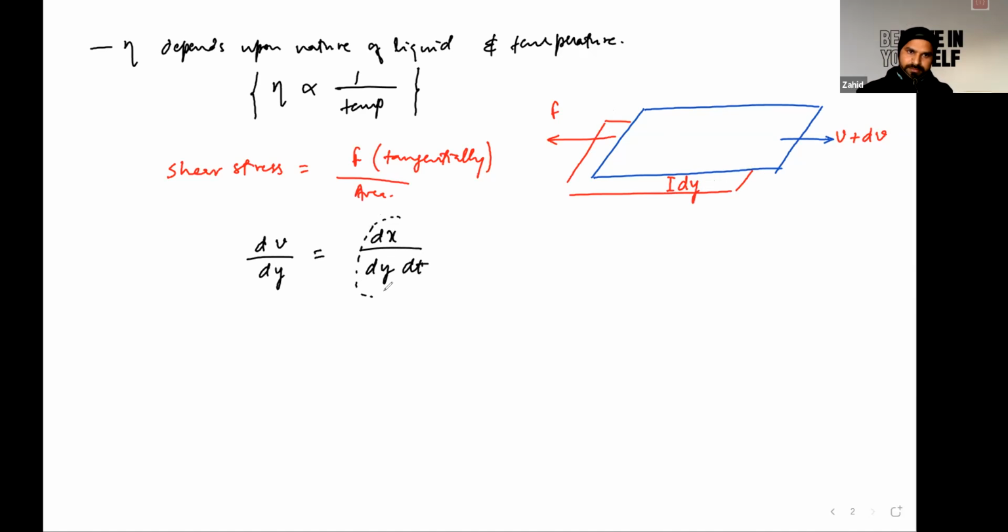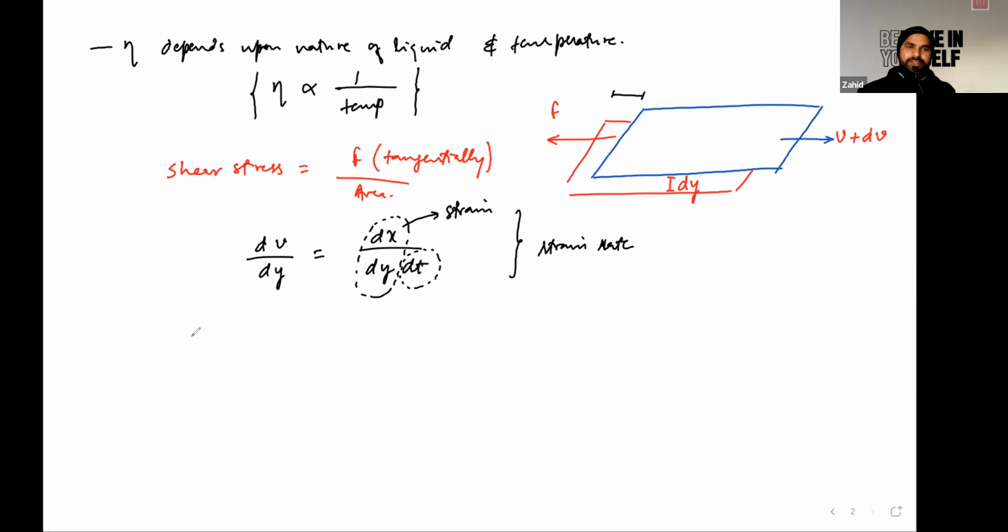This particular term dx is along horizontal shift, divided by dy, which is vertical length. So this particular ratio is also called strain. These are some terms from last chapter, that is mechanical properties of solid, which I will define later. And this particular term is time taken. So any quantity divided by time taken may be called rate. So we can call this particular ratio strain rate.